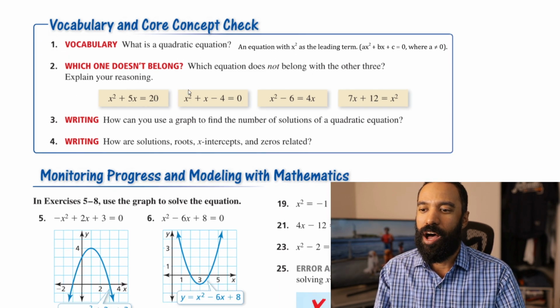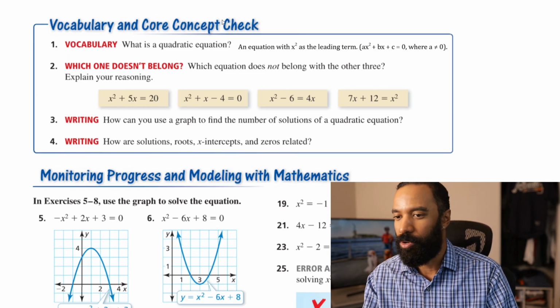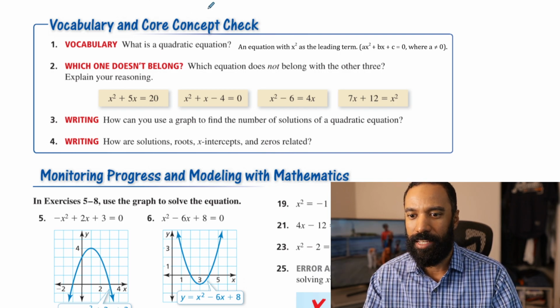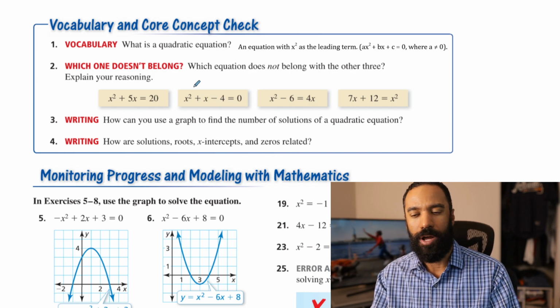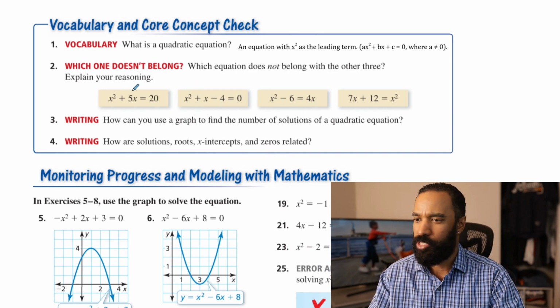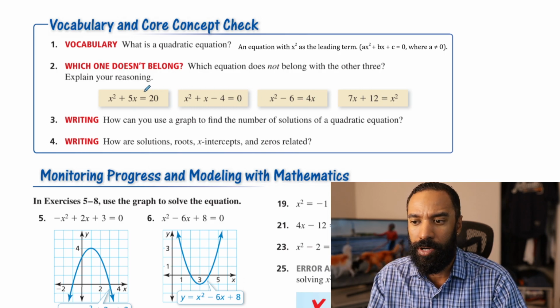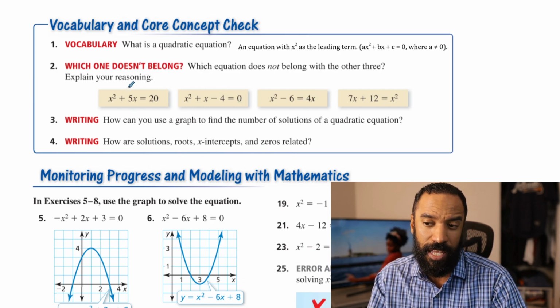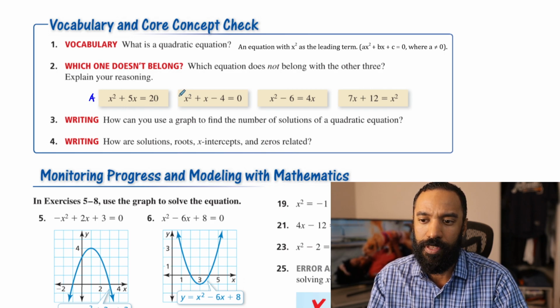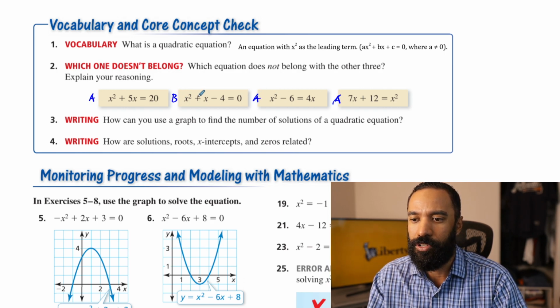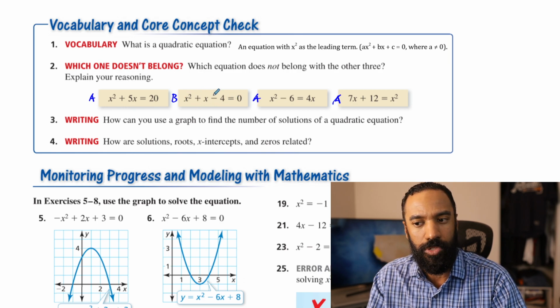All right, which one doesn't belong with the other 3? Explain your reasoning. Couldn't tell you off the top of my head. I can tell you some things about it. They are all quadratic equations. I can write them all in standard form. One of these is set equal to 0, whereas the other 3 are not. I imagine that's where they're going with this. So if this is A, this would be B. So one is not like the others in that one is already set equal to 0.